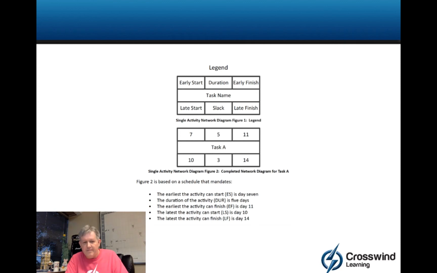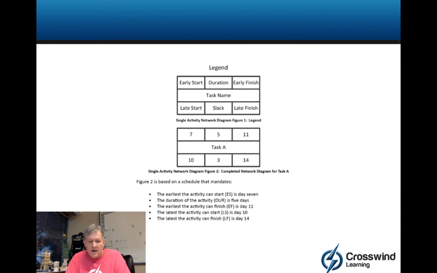So that said, if I start at the beginning of day 7 and I have 5 days duration, watch my fingers. 7, 8, 9, 10, the end of day 11. Thus my early finish. Let's test the bottom corner numbers with a 5-day duration. Day 10, 11, 12, 13, 14. So again, when I'm going horizontal, I'm counting on my fingers. When I'm going vertical, I subtract.